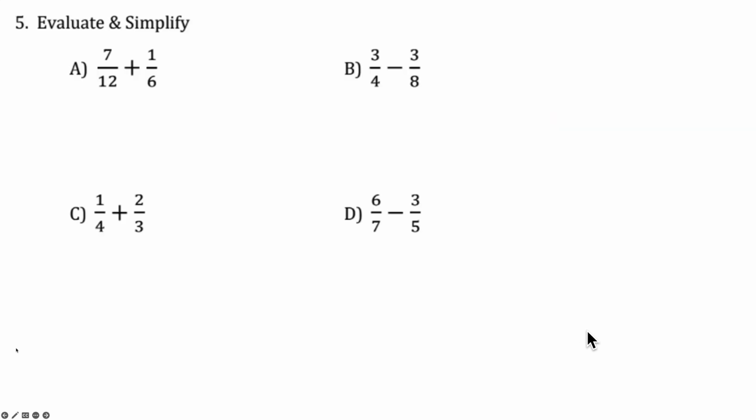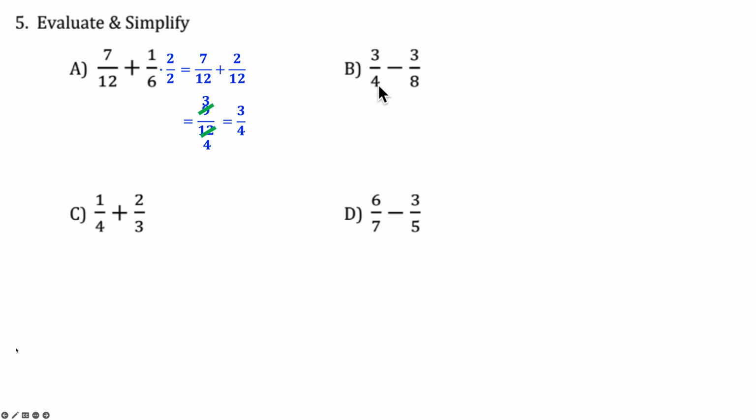All right, number 5, A, B, C, and D. Notice again, 5A. 6 is a smaller denominator. 6 goes into 12 twice, so we'll multiply this by 2 over 2. So 7/12 plus 2/12 will be 9/12, which, wait a minute, that can reduce by 3. 3 goes into 9 3 times, 3 goes into 12 4 times, that's 3/4.